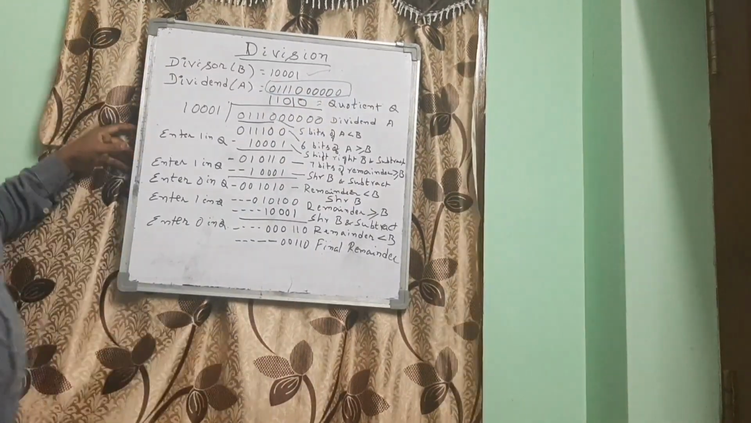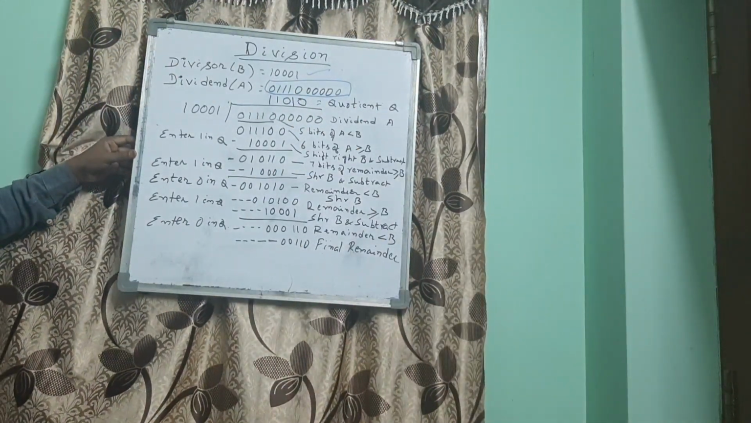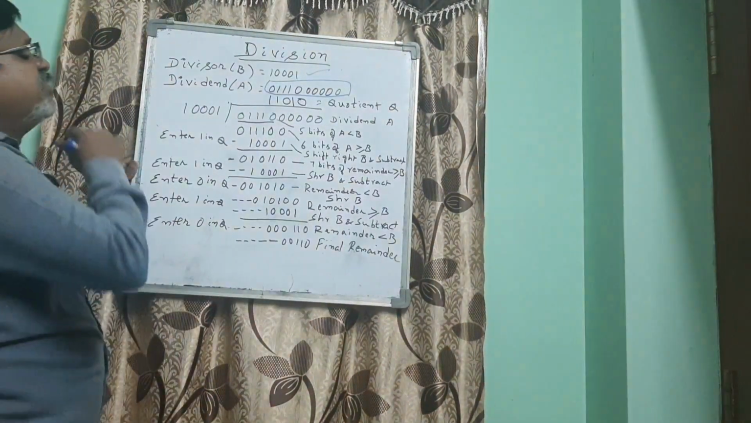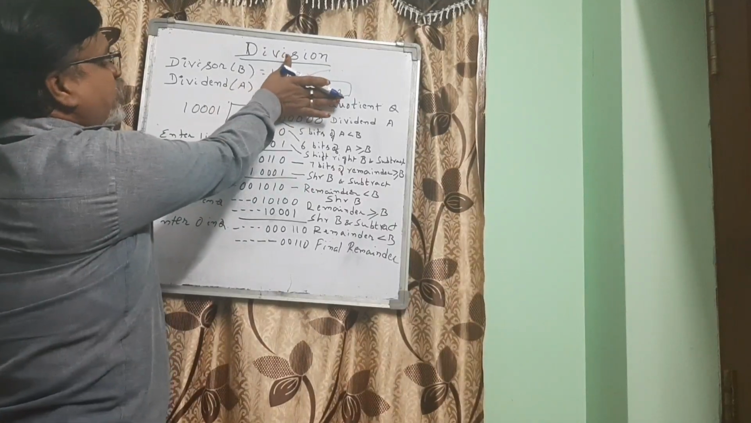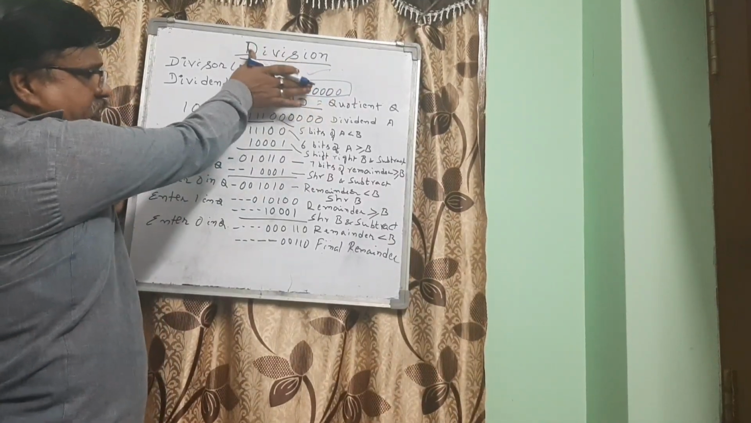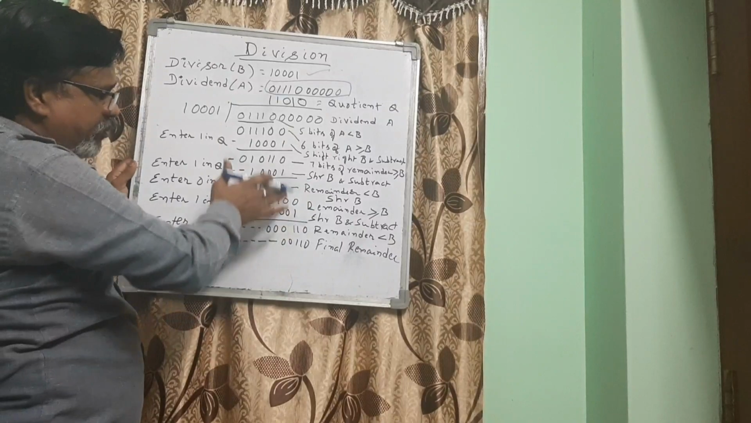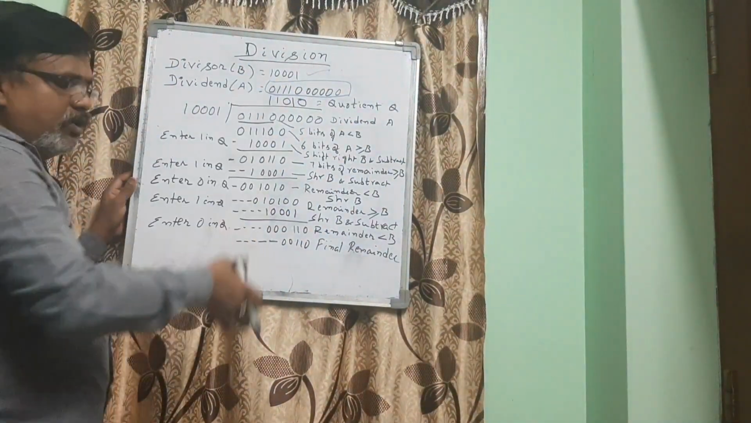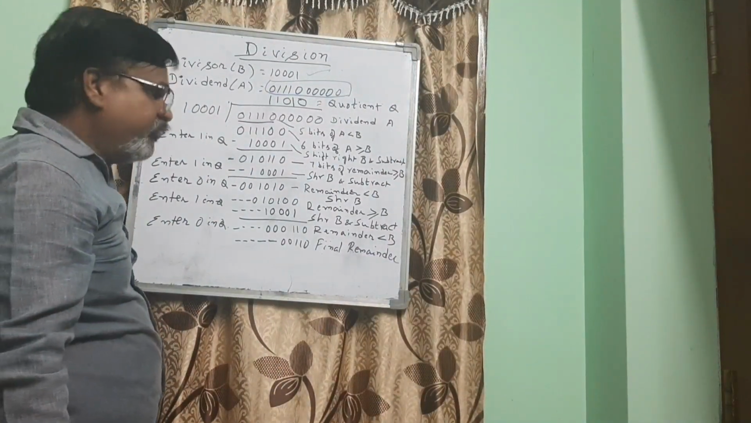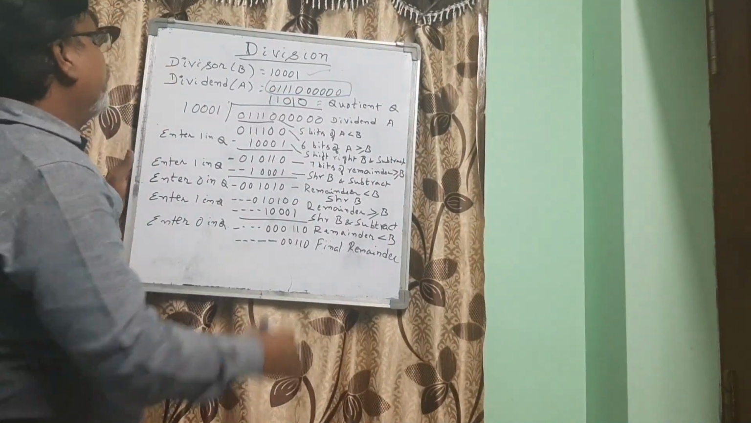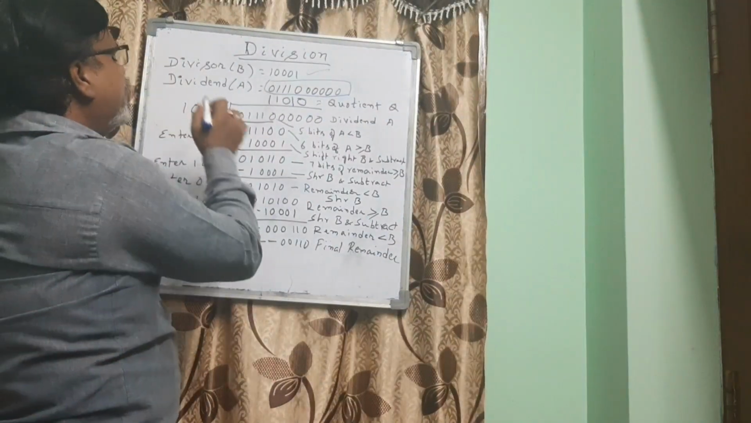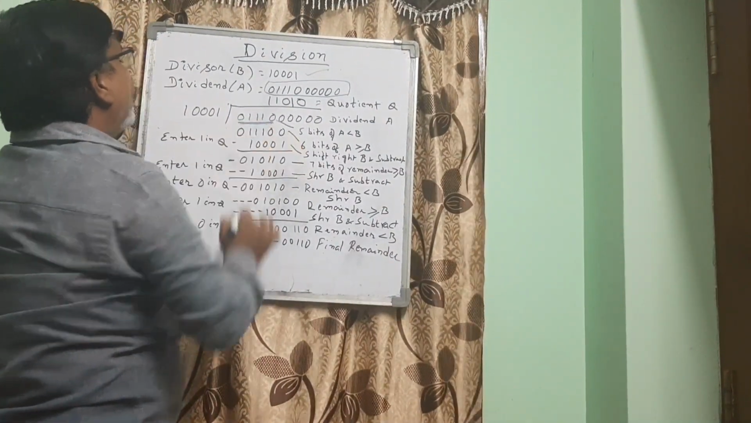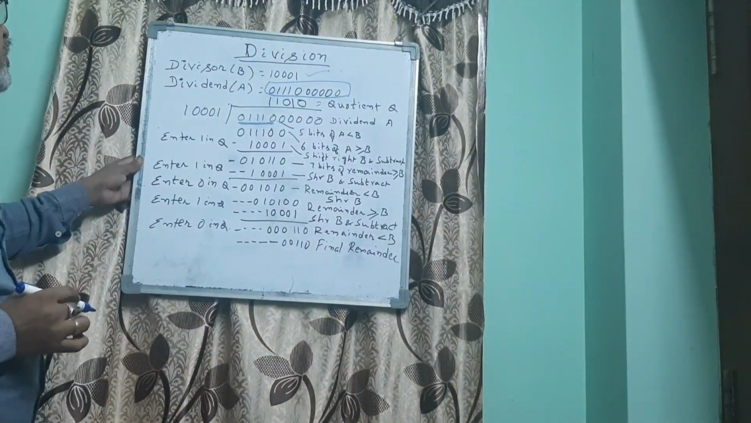I have taken an example, 0 1 1 1 0 0 0 0 0 0, a 10-bit number. You forget about the quotient now. We will get this quotient after completion of this entire process. To save time, I have already noted down the solution here and I will explain it step by step. First, we just consider the 5 bits of the dividend.